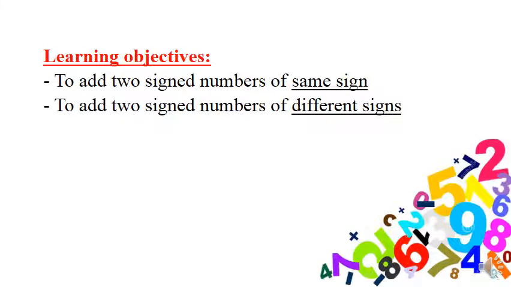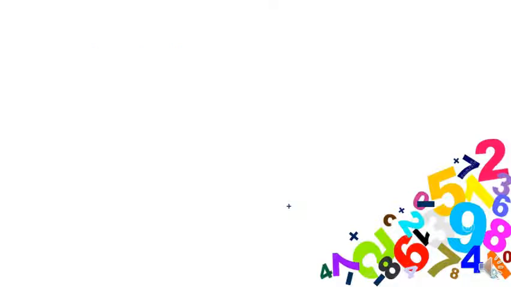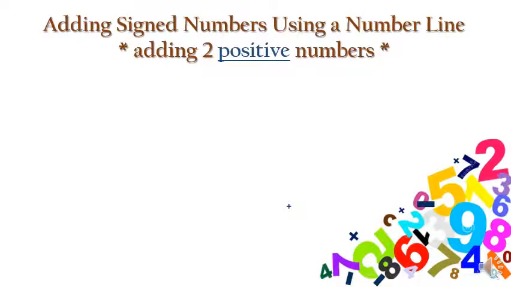The learning objectives of our session today are to add two signed numbers having the same sign and to add two signed numbers having different signs. Let's start with the first objective, adding integers using a number line. First, adding two positive numbers. Example, positive 2 plus 4.